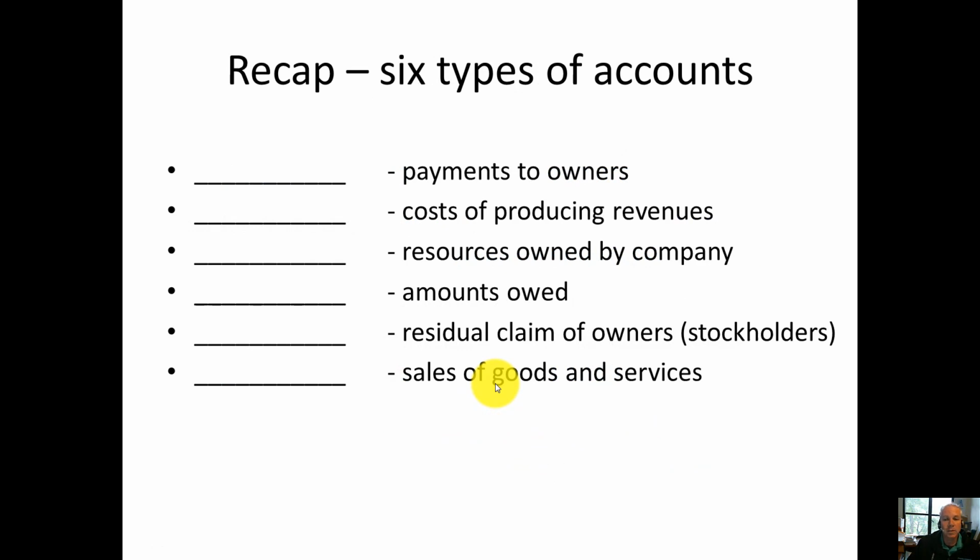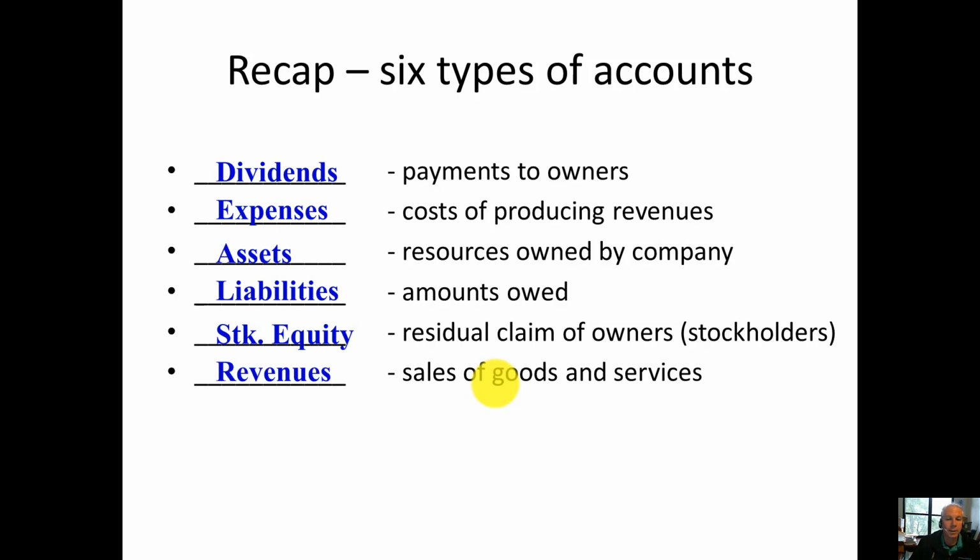In summary, what are the 6 types of accounts you need to be familiar with in all of your transactions? What are payments to owners called? Dividends, good. What's the cost of producing revenues? Expenses. What are the resources owned by a company? Assets, very good. What are the amounts owed, generally to creditors, we call those? Liabilities. What are the residual claims of the owners or the stockholders called? That's right, stockholders' equity. And then finally, what are the sales of goods and services called? Revenues. Well, there you have it. That's our debit credit system in accounting.